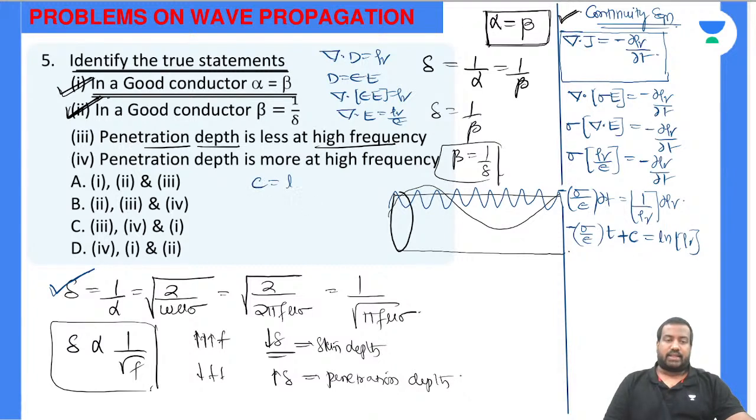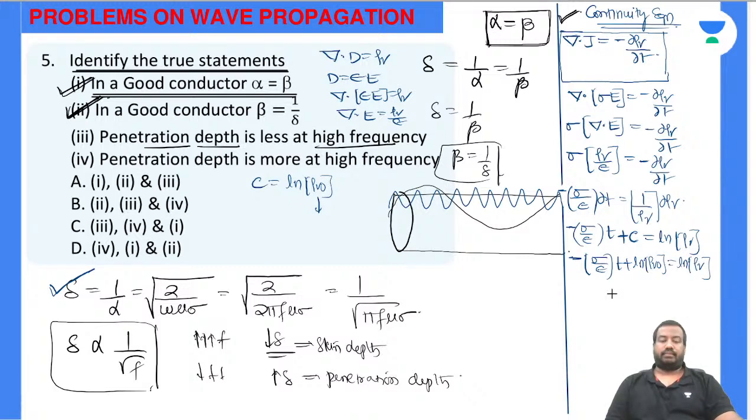Let c be the integration constant, which is equal to ln of rho v naught, where rho v naught is the initial volume charge density. Minus sigma by epsilon of t plus ln of rho v naught is ln of rho v, which implies ln of rho v minus ln of rho v naught is minus sigma by epsilon into t.